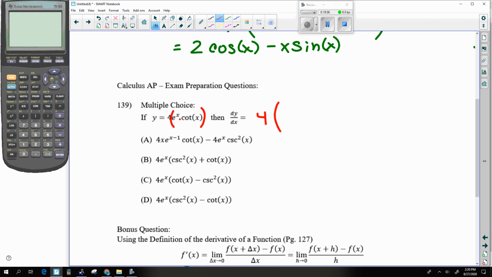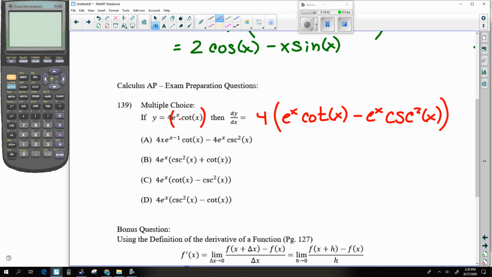And so here we go, the product rule. The derivative of e to the x. Leave the second alone. Plus, leave the first alone, derivative of the second, so that's the cotangent, and so that's going to be cosecant squared, but it's negative, so it's negative.